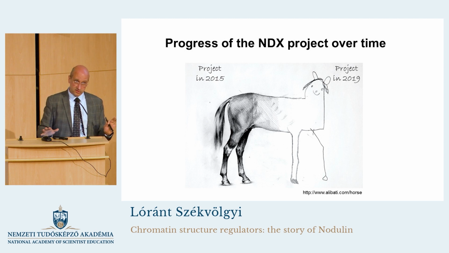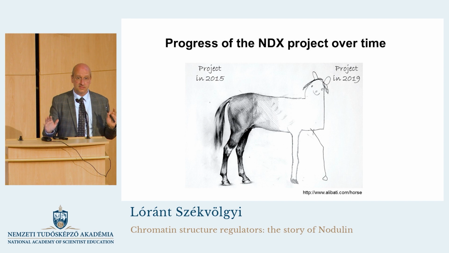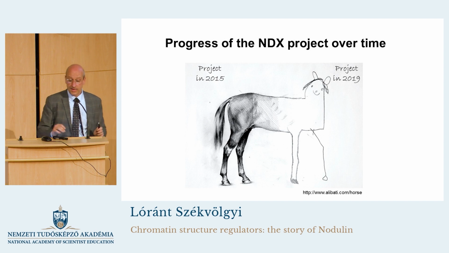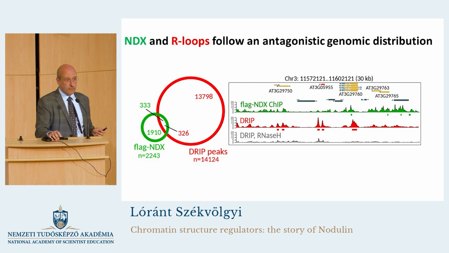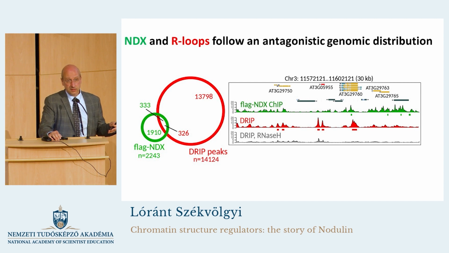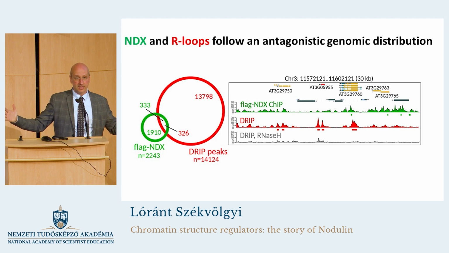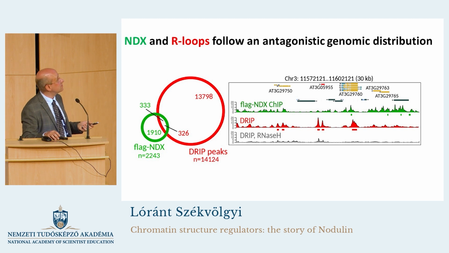The starting point was wrong, and we realized this mistake after 4 years. Why? Because it turned out that the NDX protein is not a general R loop binder protein as we supposed. It has a very specific role in the case of a few genes only. But at the genomic scale, it has nothing to do basically with the R loop structures.